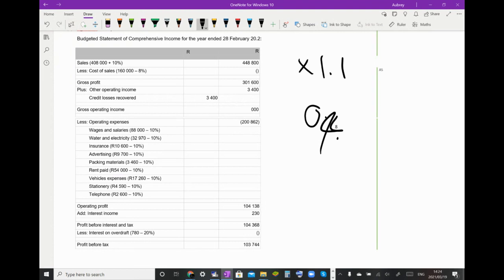We could obviously calculate what is 8% of cost of sales and then add it to the current cost of sales figure. Or again, we could just quickly say, because we want that total, times 1.08. And what do we get? What is our new total for cost of sales?